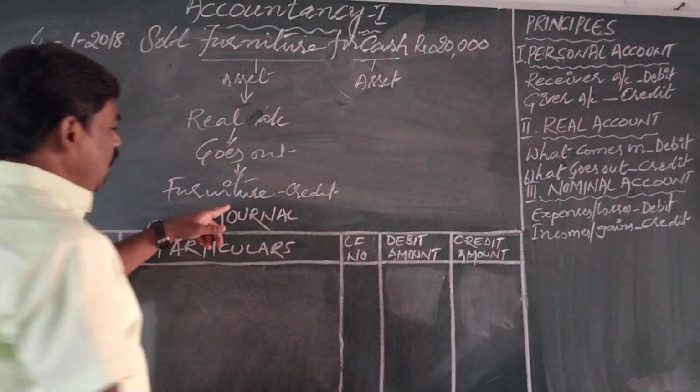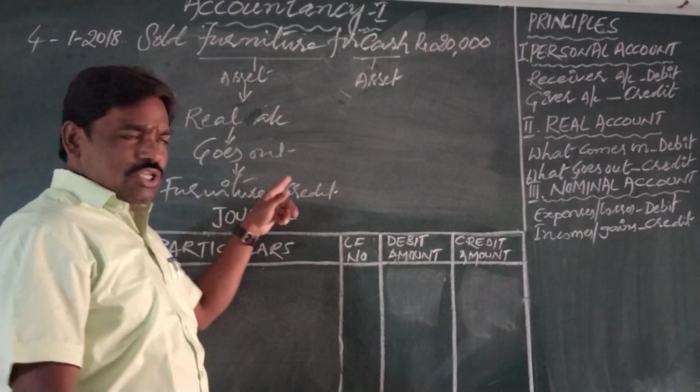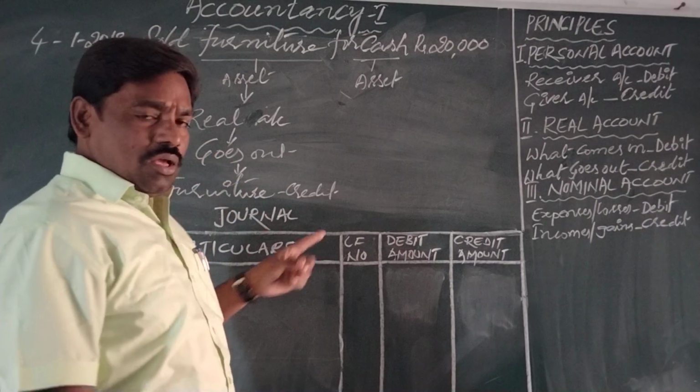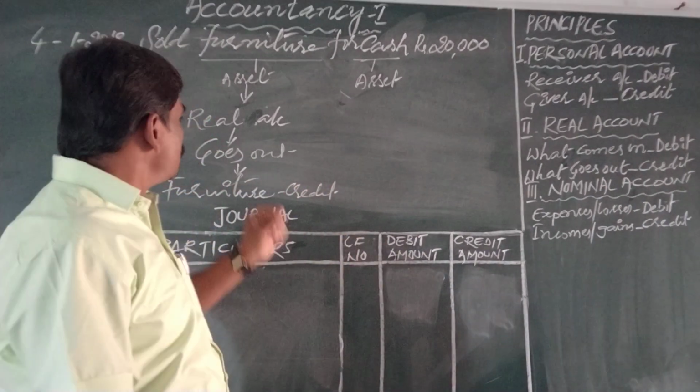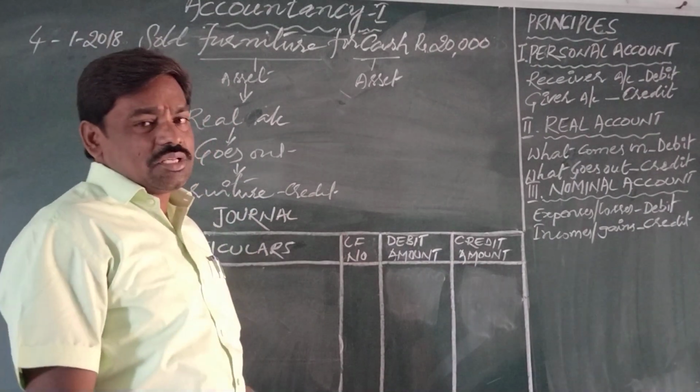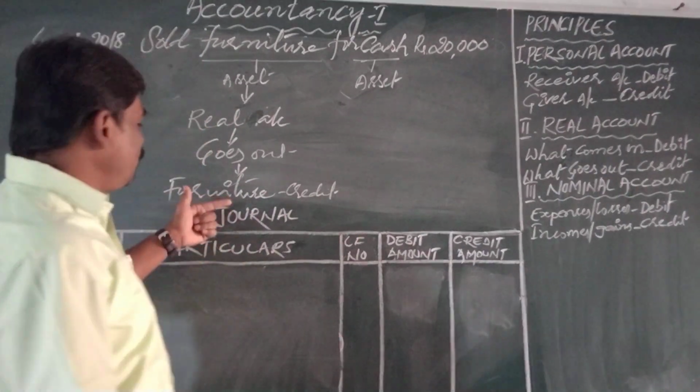Why do we have to credit it? Because of the real account principle. What is the real account principle? It says, debit what comes in, credit what goes out. So furniture is going out of the business when we sell it. So that should be credited.